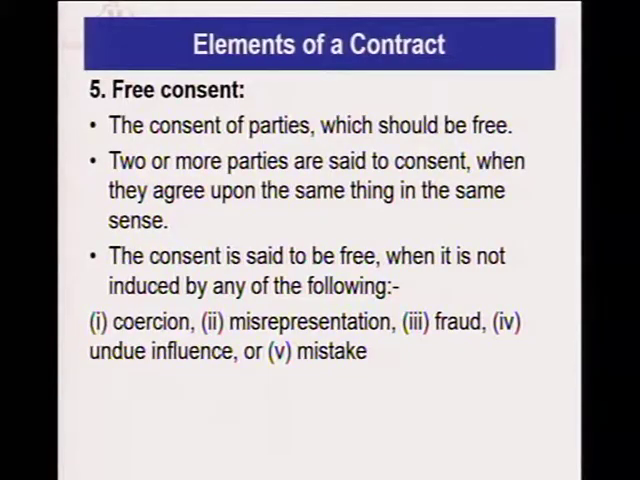Misrepresentation is another factor that affects the element of free consent. You might misrepresent, saying if you don't do this, there's going to be disaster, so the other person will accept because of the misrepresentation. Fraud, undue influence, and mistake. Some people accept the offer based on a mistake. In our example of the Mazda Toyota transaction, by mistake or misrepresentation, one may end up in a contract.